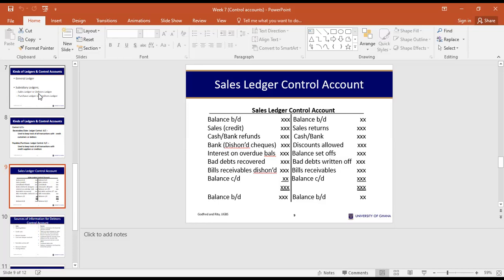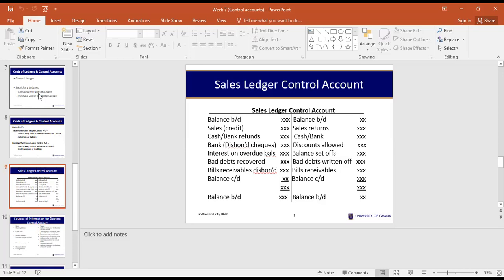Now, interest on overdue balances. If you are supposed to pay me and you don't pay me on time, let's say I said, pay me in the next 1 month, otherwise I'll charge you interest of 10% on the amount that you owe me. If you pay within that 1 month, I will not charge any interest. But if you don't pay in that 1 month, then anything beyond that, I'll charge you 10%. So the amount that I charge increases the amount that you owe me, so that is recorded as the debit side.